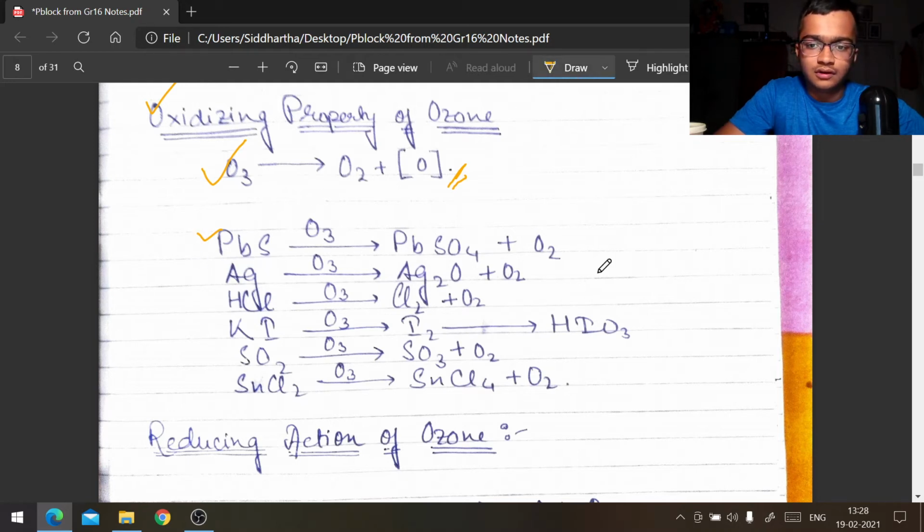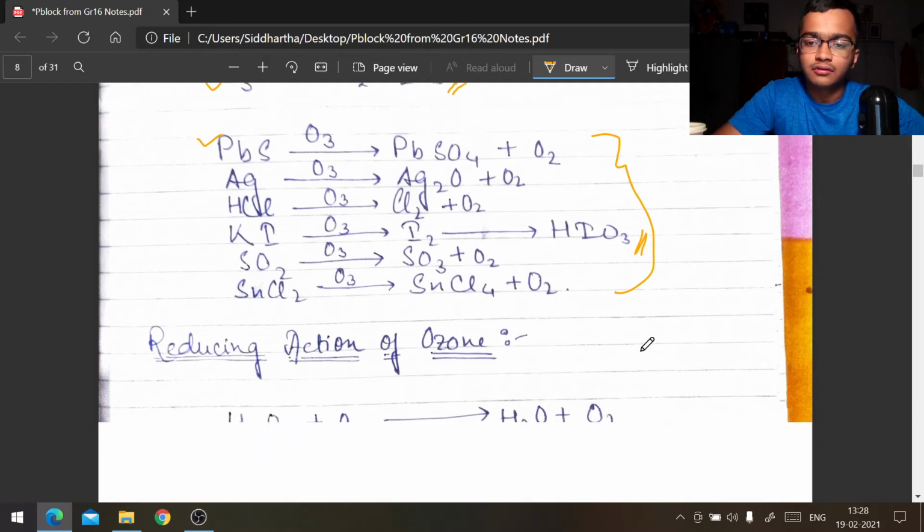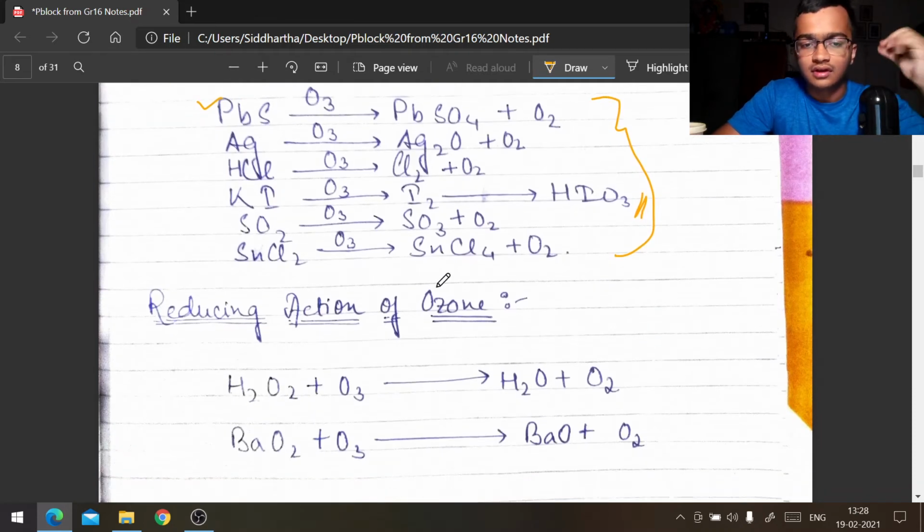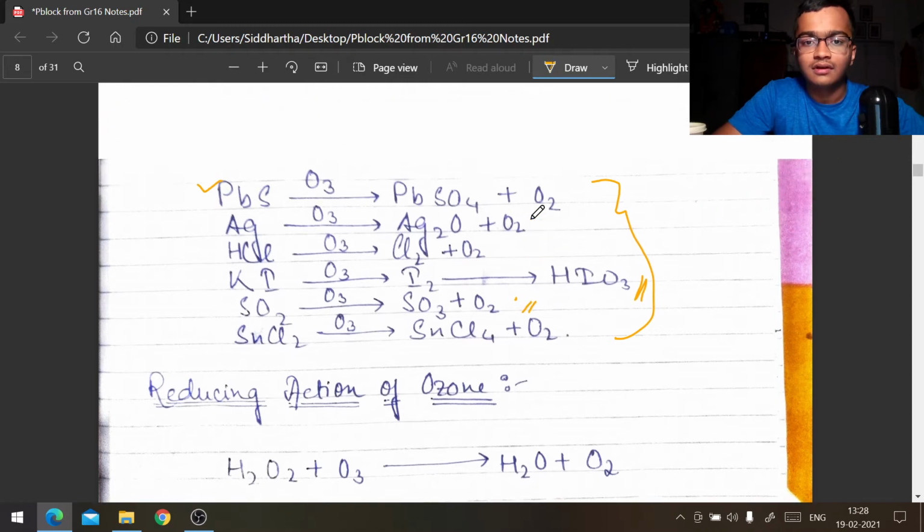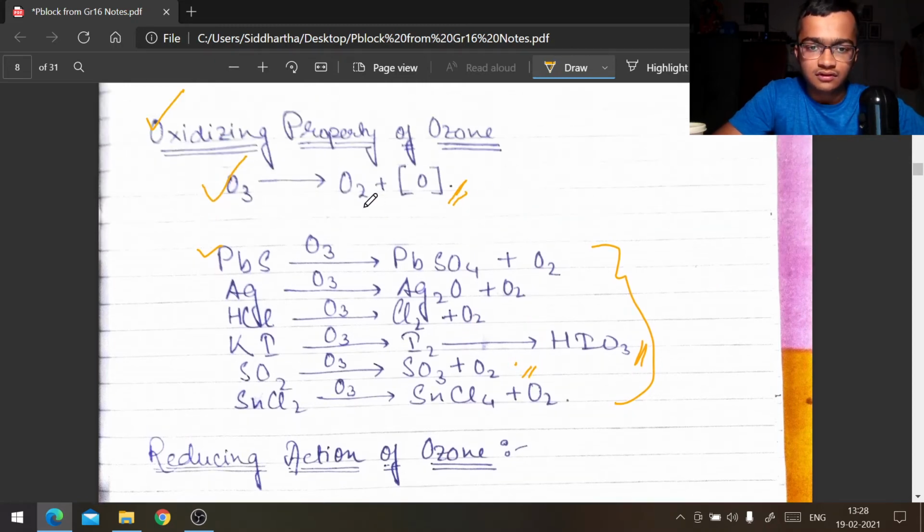Okay, so here are a few examples given. Just take the example of O3. With KI you get I2 after the oxidation, and then again you get HIO3. SnSO2 plus O3 gives SO3 and oxygen. Okay, now this oxygen, it's obvious that we were obtaining oxygen from the breakdown of ozone.